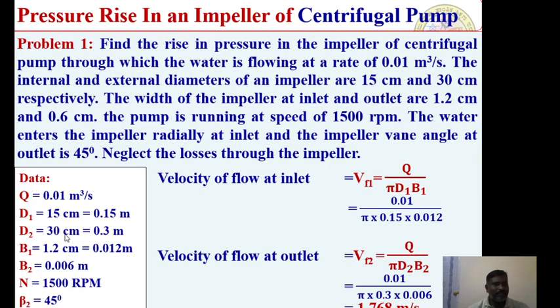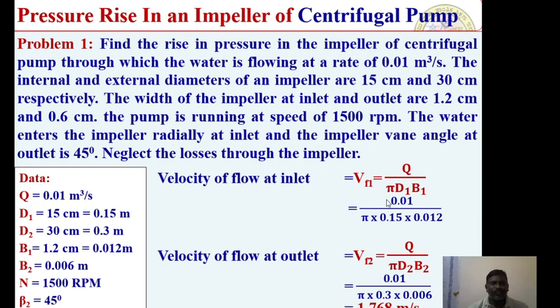And at the same time, through this particular expression, one more concept, the discharge through the respective centrifugal pump is given. And the diametrical parameters are also given. That means D1, B1, all these things are given. So I can calculate the velocity of the flow at inlet.